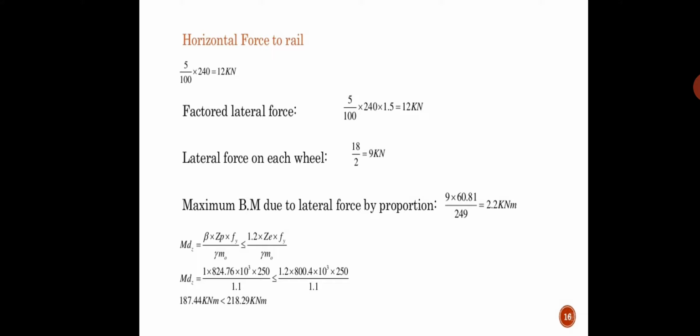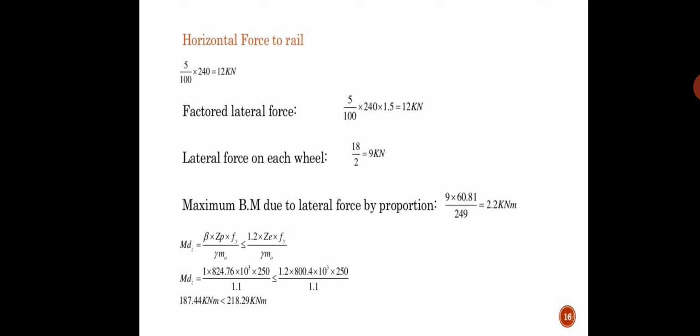Next we find out horizontal force to rail, or you can say the drag force. So we will take 5% of horizontal force. So 240 multiplied by 5%, so 12 kilonewton we will take. Converted into the factors, so finally we got 12 kilonewton. So lateral force on each wheel is equal to 18 kilonewton divided by 2. It means per wheel load 9 kilonewton.